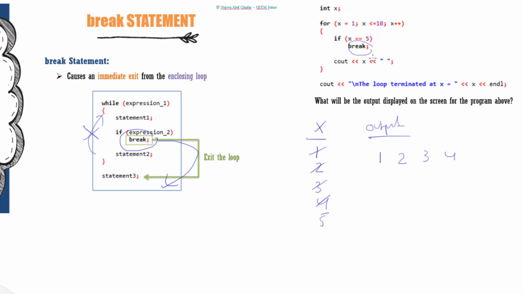Then it will meet the break. When it meets the break, instead of going back up, it will go outside and exit the loop, so it will stop at 4. Then it will display, the loop terminated at x equals to, so we have x which is 5. So the output is 1 2 3 4, the loop terminated at x equals to 5. So this is the answer for this program. You will notice that whenever we have a break, it will actually exit the loop. Please remember that is for the break statement, okay?